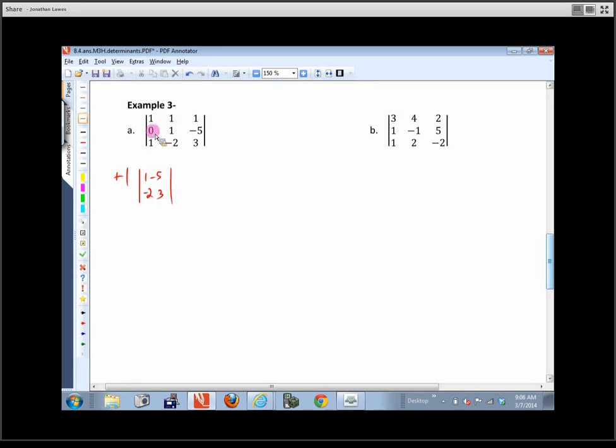Then I go to this one. What's the sign associated with the position? Negative. What's the number that's there? 0. Cross out the row and the column: 1, 1, -2, 3. Then I go to this one right here. The sign associated with that position is positive. The number that's there is a 1. And then I write down its minor, crossing out the row and the column, and then go from there. Okay?